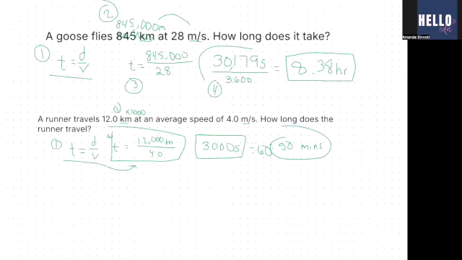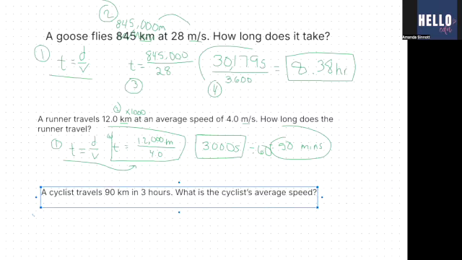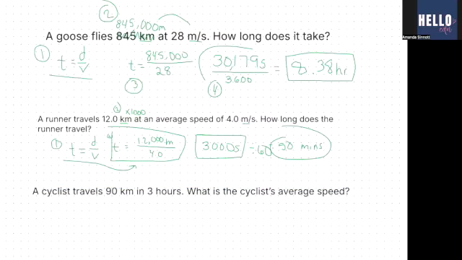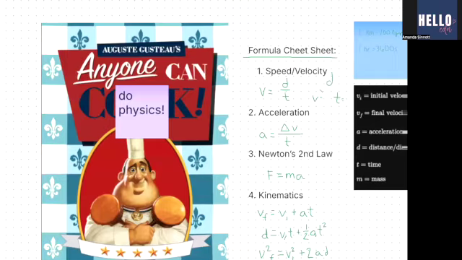Okay, I'm going to give you a challenge question to solve on your own. A cyclist travels 90 kilometers in 3 hours. What is the cyclist's average speed? So feel free to pause the video if you need. I'm going to leave these up here so you can see what steps we did. We are looking for the speed. So let's look up here.